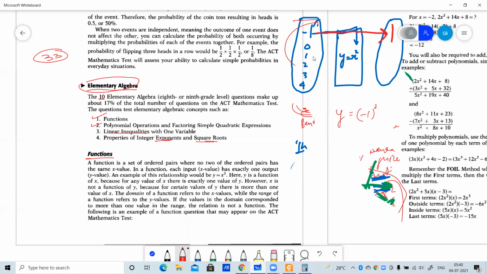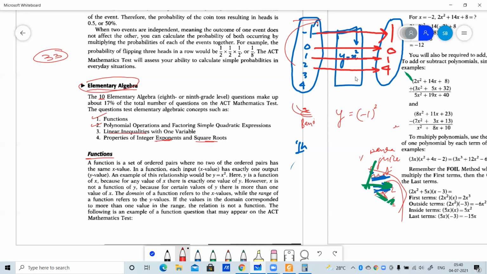Okay, what about when you put in 0 for x? That's y equals 0 squared. 0 squared means 0, right? So it'll be 0. What about when you put in 1 as the input? That would be 1. 1 squared is 1. What about when you put 2? That's 4, correct? So let's keep it there only, these many things.